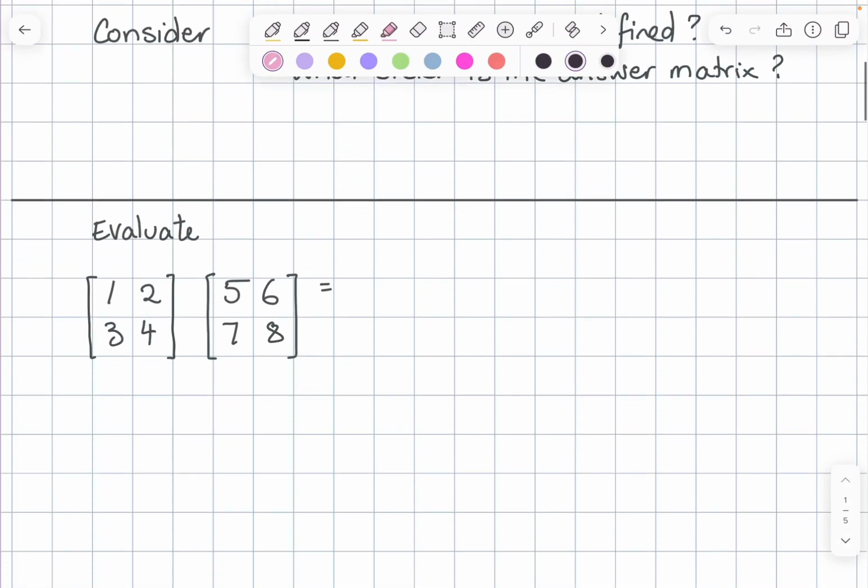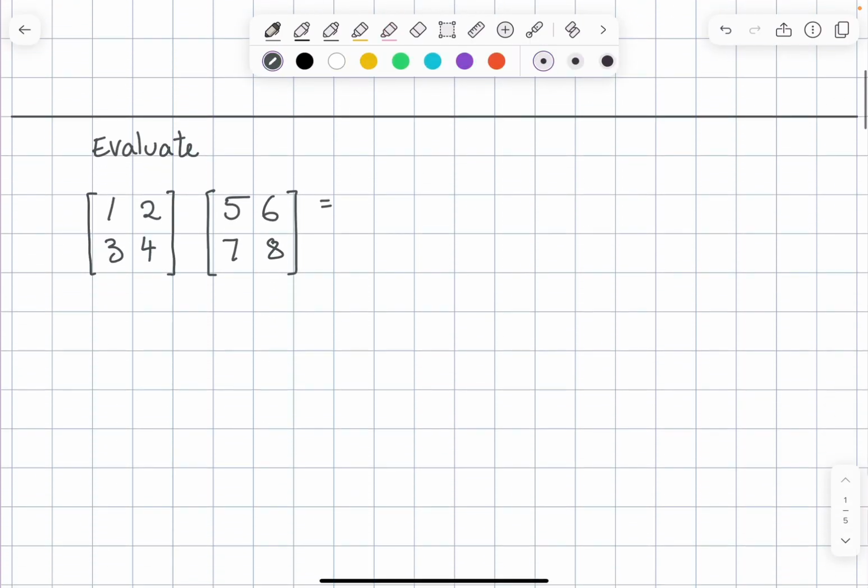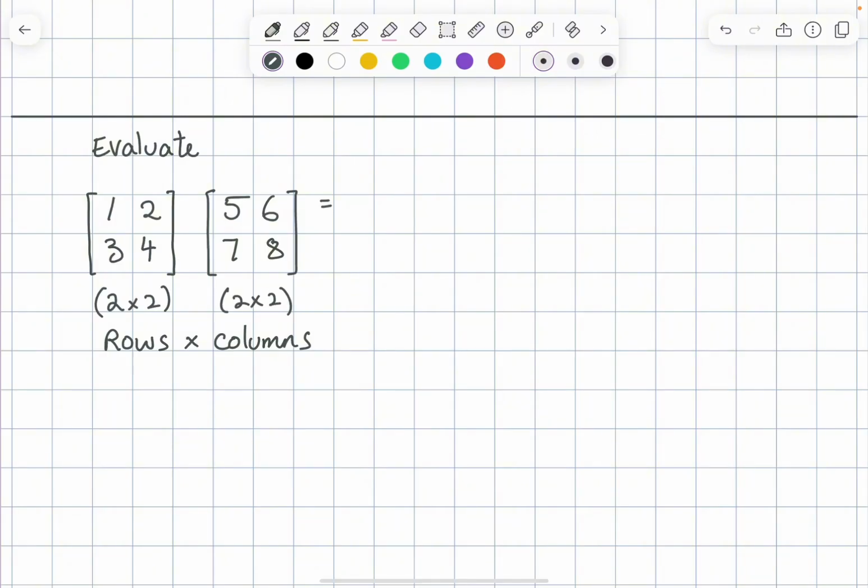So now let's look at actually multiplying two matrices. How do we do it? Now it's always going to be rows by columns. So remember that. Let's just check that this multiplication is defined. So we have a 2 by 2 and a 2 by 2. Our answer will be, let's just check, they're the same, great. And our answer will be 2 by 2.